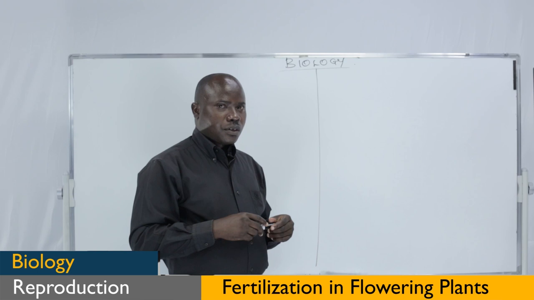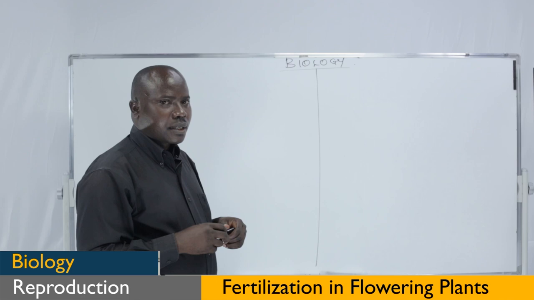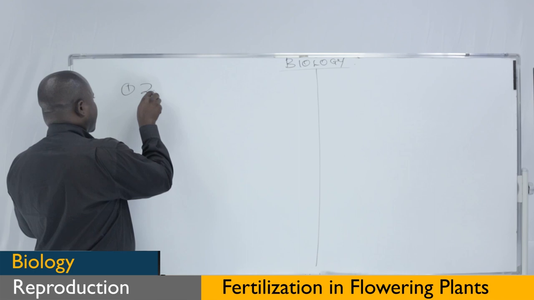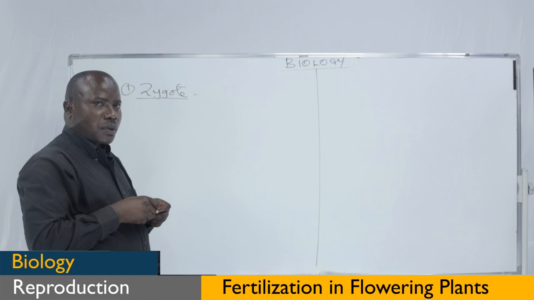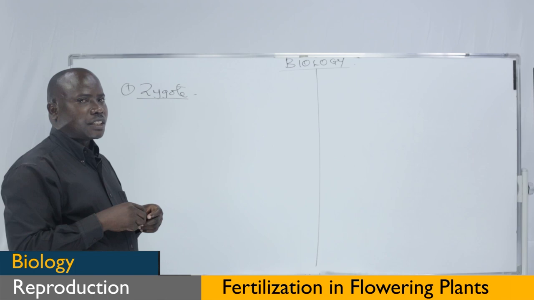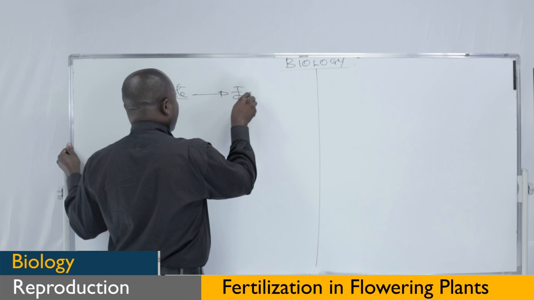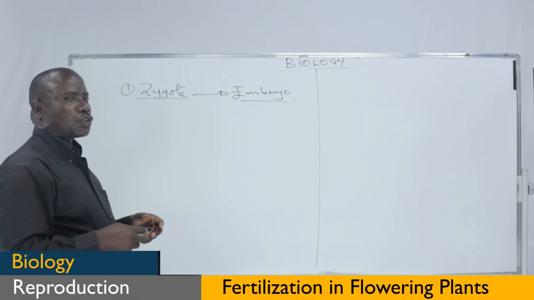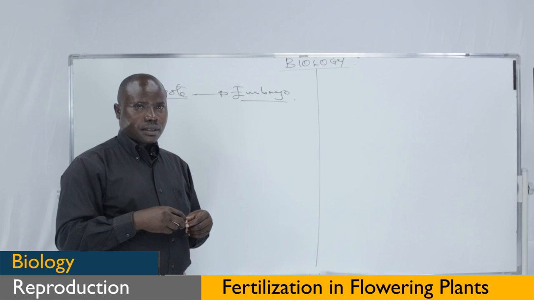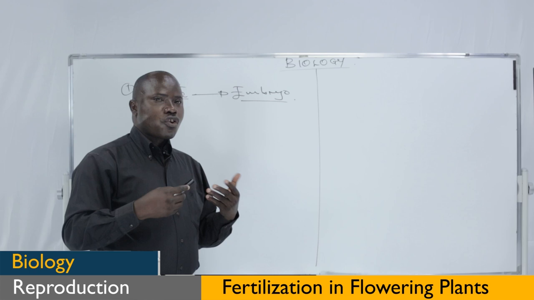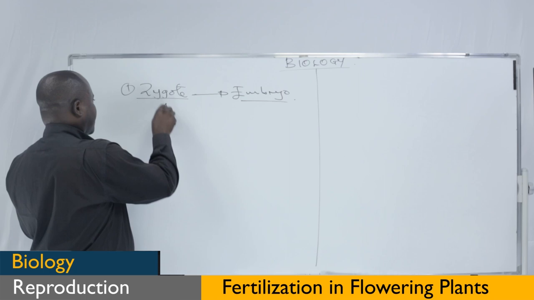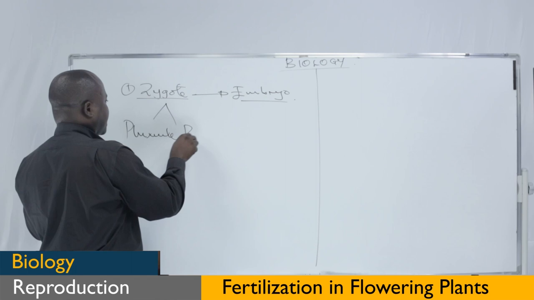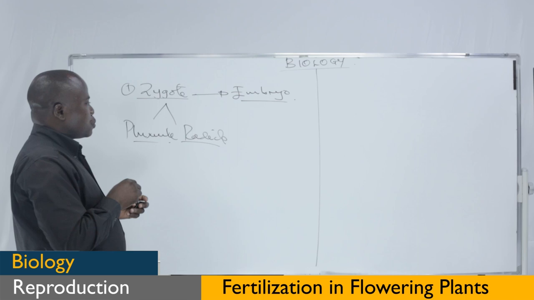Therefore, to respond to this question, you have to consider the following developmental changes. 1. Zygote. One of the importance of double fertilization is that the diploid zygote is transformed into embryo. It means the cells forming the zygote undergo rapid mitotic division, producing a large mass of cells. The cells produced as a result of mitotic division undergo cell differentiation, producing two structures, the plumule and the radicle. These two form what is known as the embryo.